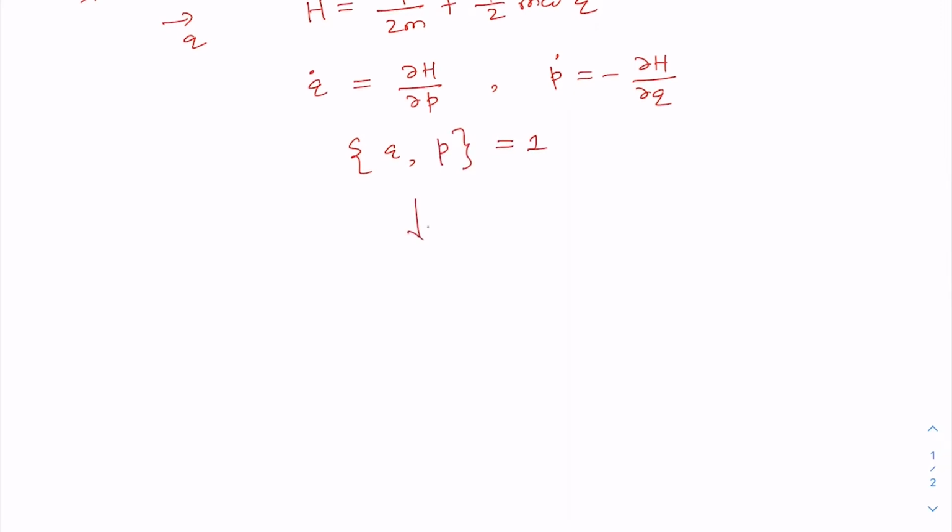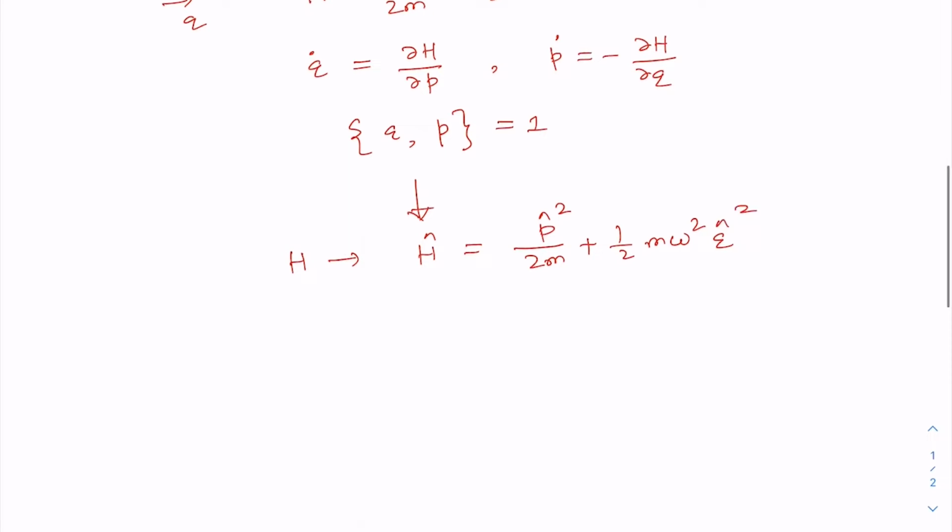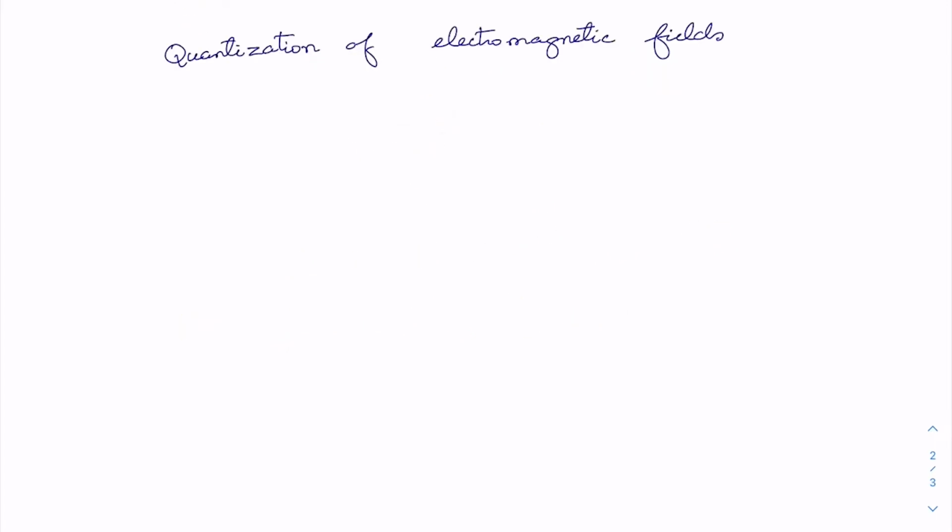Then quantization was straightforward. This Hamiltonian we replace by an operator, and both these variables p and q now take the form of operators. This Poisson bracket is now replaced by the commutation relation between q and p, which is equal to i h cross. That is the procedure that we discussed in the earlier class, and the same kind of strategy we are going to apply for quantization of electromagnetic radiation as well. Now let us discuss quantization of electromagnetic fields.